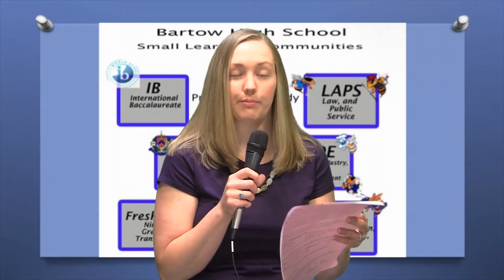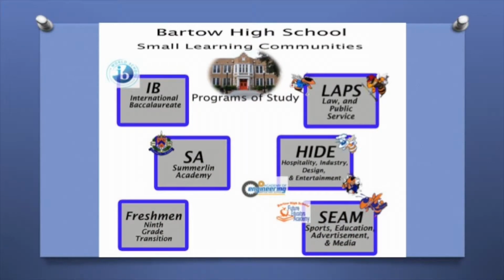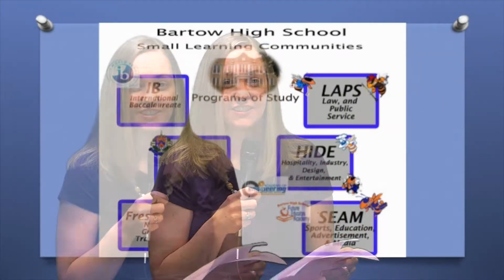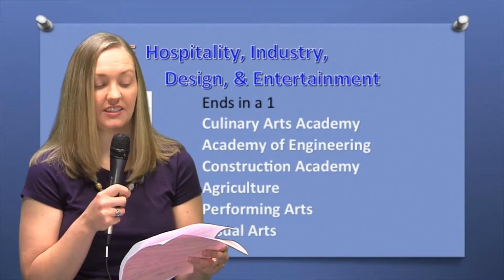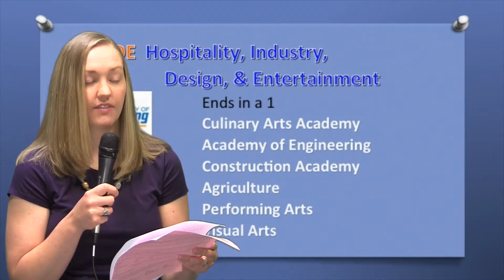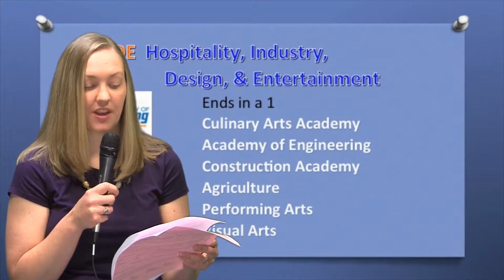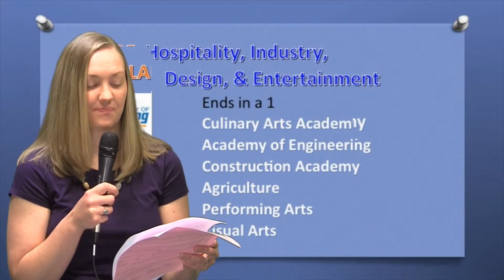Next year, Bartow will implement small learning communities with wall-to-wall programs of study. In these learning communities, you will be grouped with an academy. The three learning communities that are offered are, number one, HIDE: Hospitality, Industry, Design, and Entertainment. Within this community, we will have the Culinary, Engineering, and Construction Academies, along with Ag, Band, Chorus, and Art.